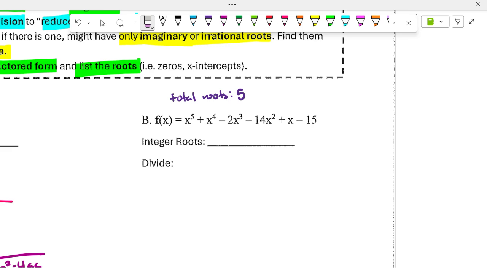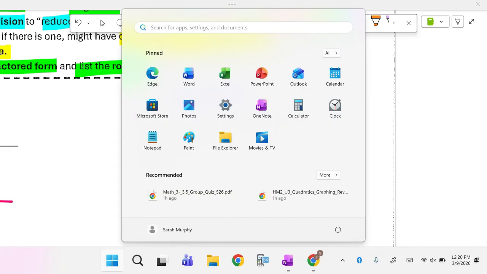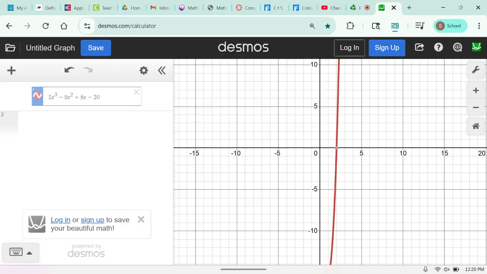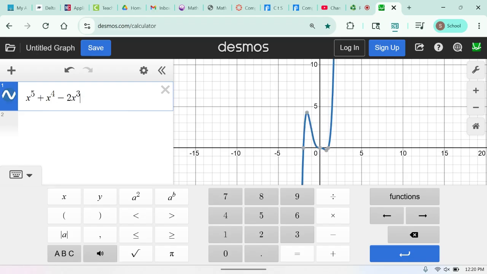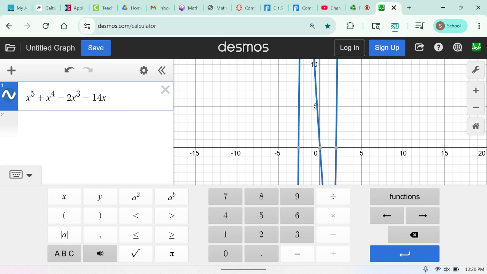All right. So we're going to go ahead and put this into Desmos to get hopefully a couple of integer roots. So this will be x to the 5th plus x to the 4th. What is it after that? Minus 2x cubed. Then minus 14x squared. Then plus x and minus 15.